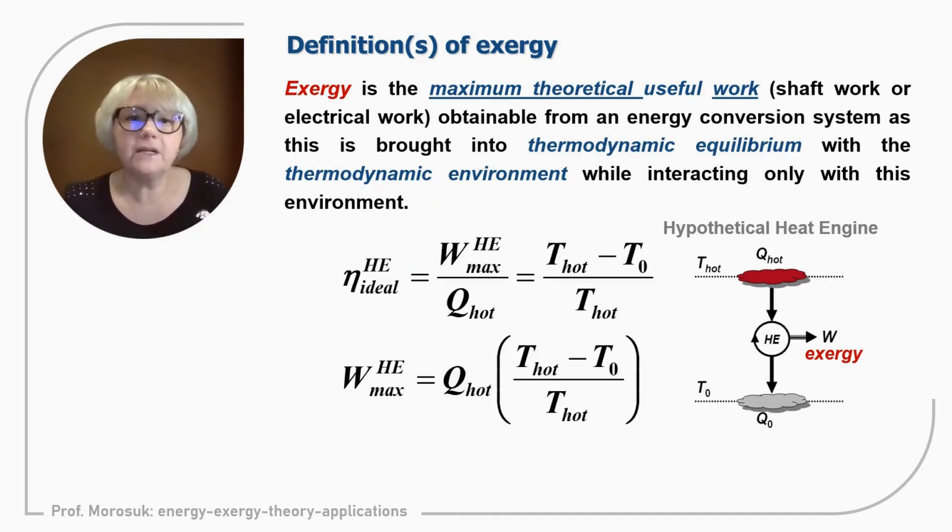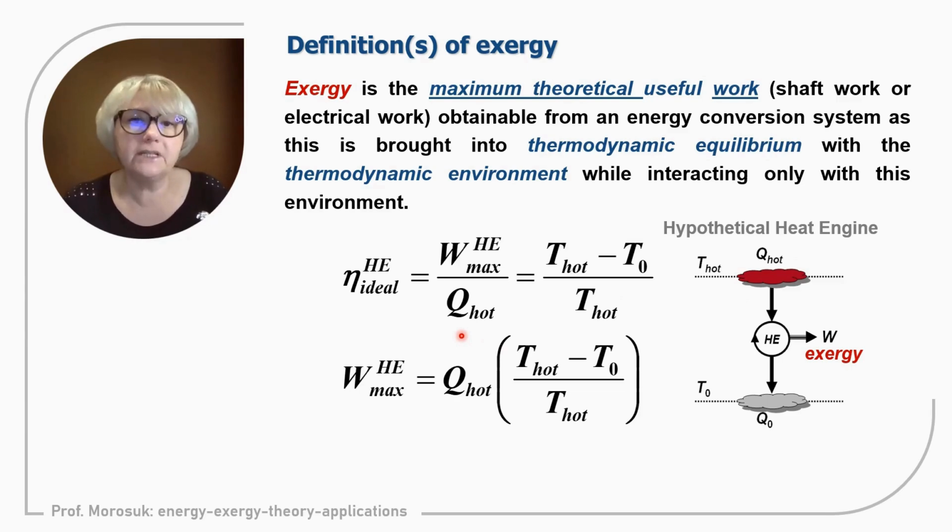So let us repeat that exergy is the theoretical maximum work that can be obtained from the system when the system is brought to equilibrium with the environment. Now we will discuss a hypothetical heat engine, and we have a hot reservoir, we have a cold reservoir, and the work that will be produced is the exergy. And we know how to define the efficiency of this system. It is the second law of thermodynamics. It is the maximum work that can be produced over the driving energy that should be supplied, it is Q hot.